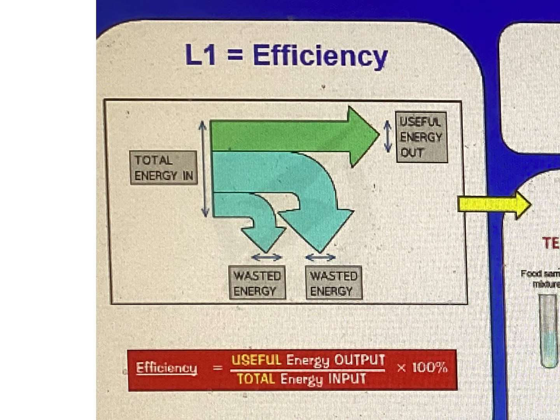The equation is efficiency equals useful over total. So that means divided by the total. You take this value and divide it by this value, and then times it by 100. That's going to give you a percentage.